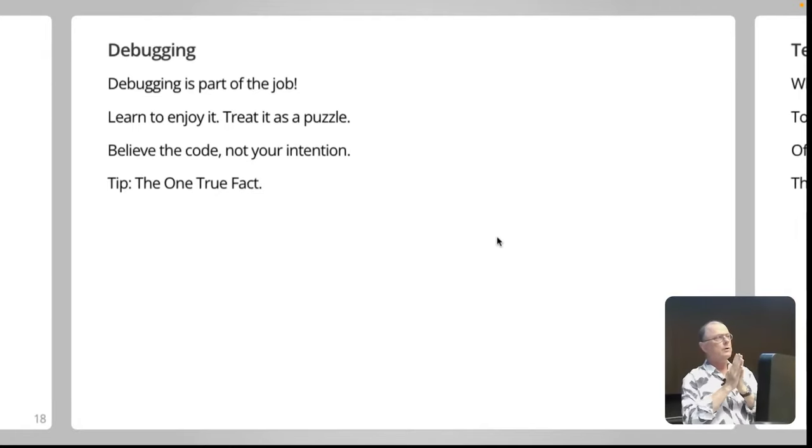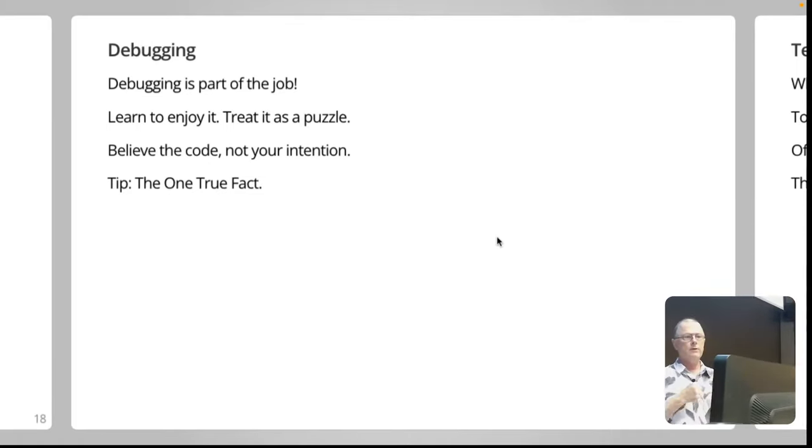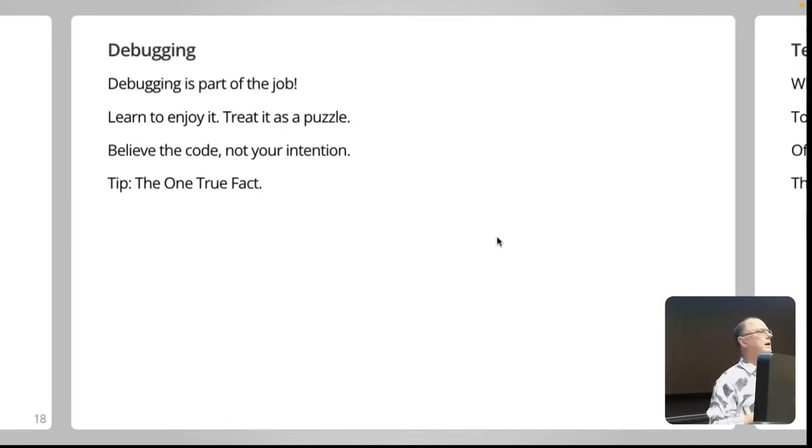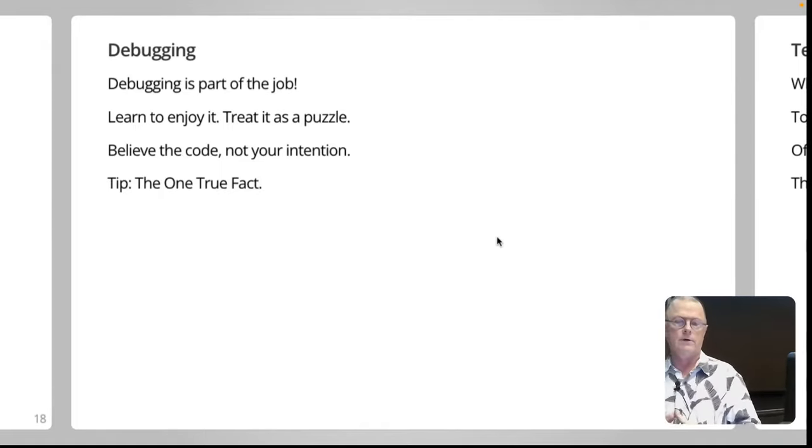So it's really important to understand debugging is part of the story, and it needs a certain mindset brought to it. And if you think you write a program and it doesn't work right away, you failed somehow, you haven't. You just haven't finished the process. Debugging is a huge part of software engineering.